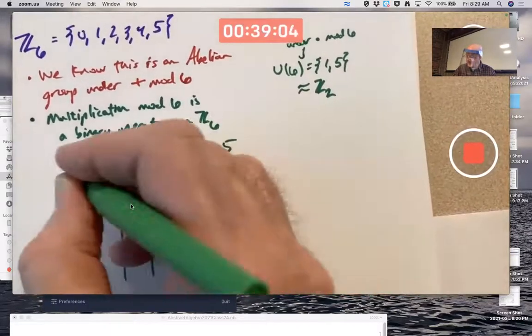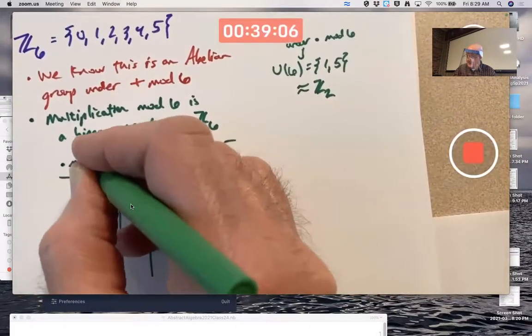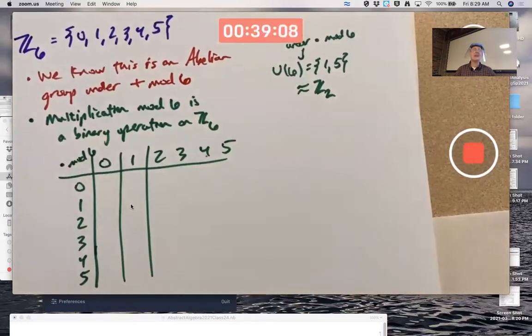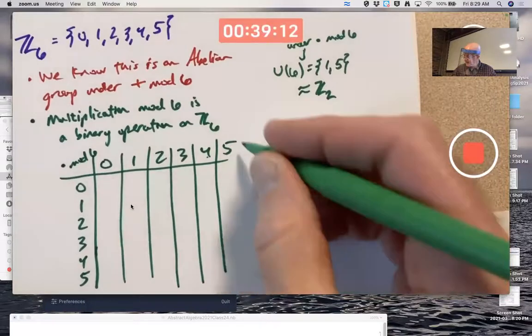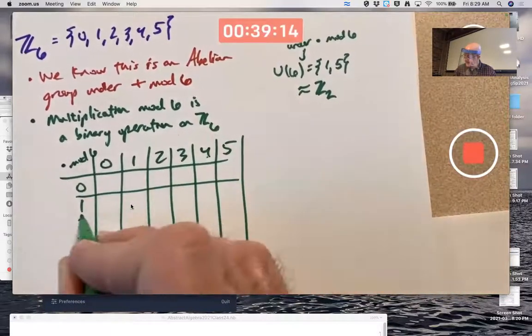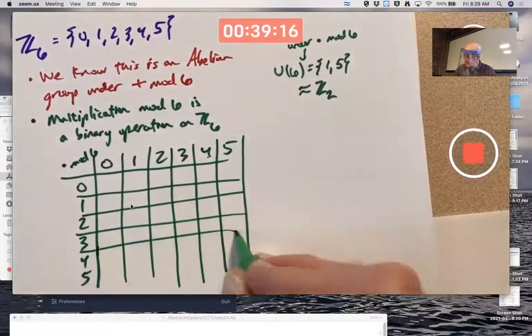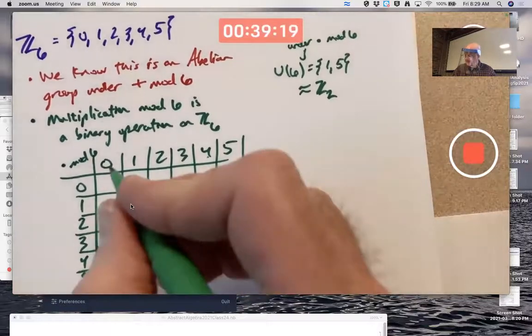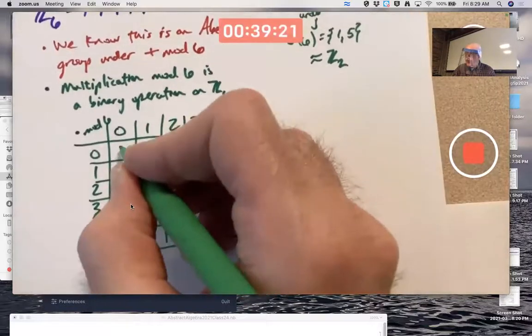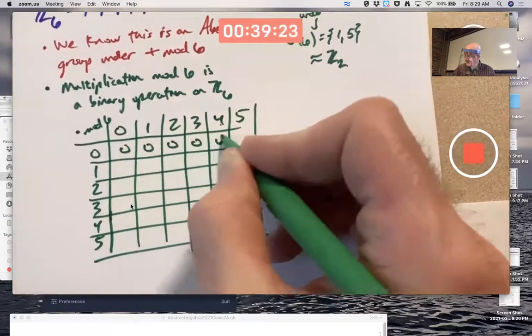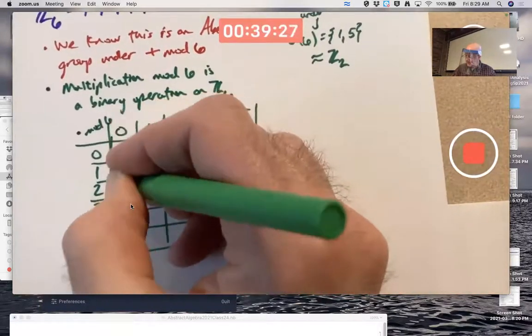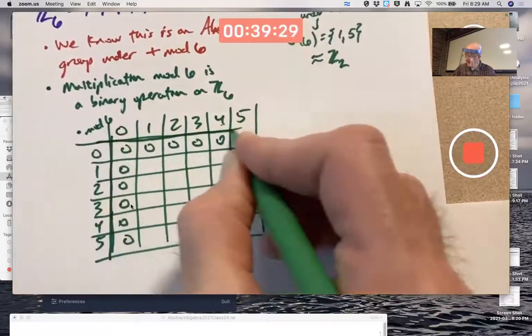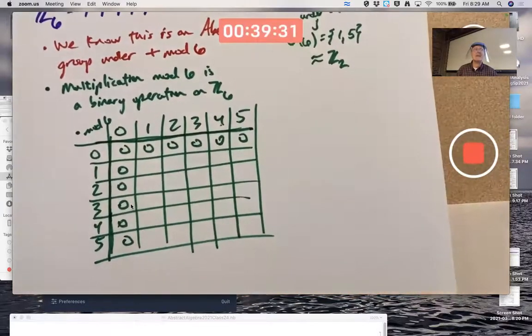This is a multiplication mod 6 table, so it's not going to be a Cayley table. This is not going to be a group under multiplication. But we can still make a multiplication table. 0 times anything is 0. Hey, that kind of thing doesn't occur in a group's Cayley table, right? You never get a row or column where everything is the same.